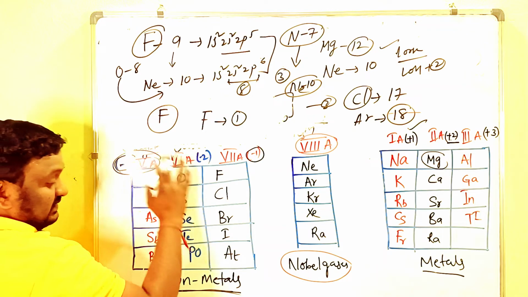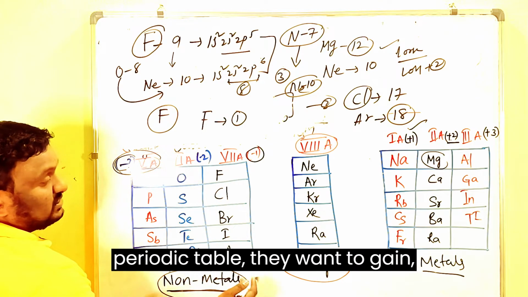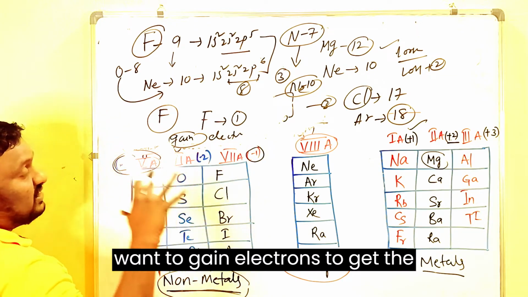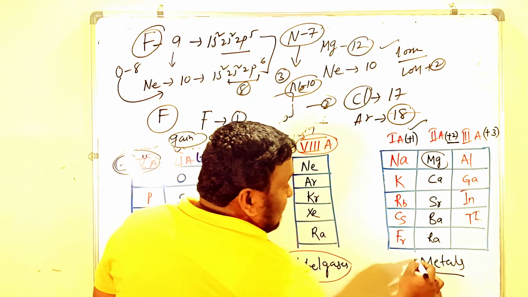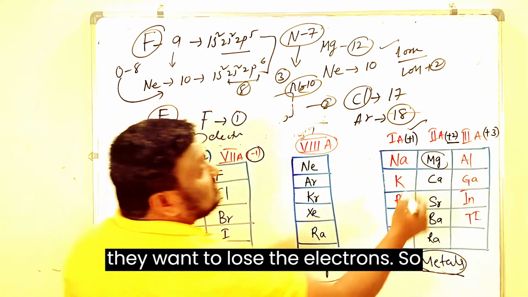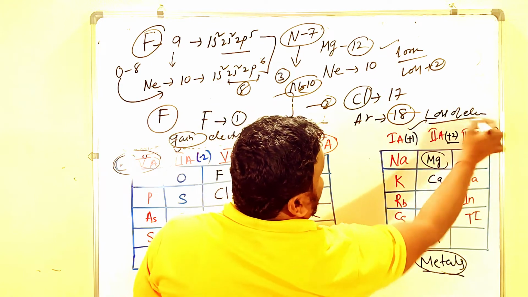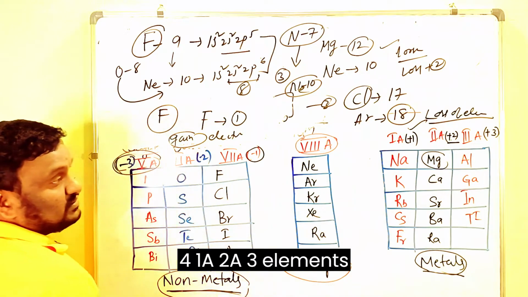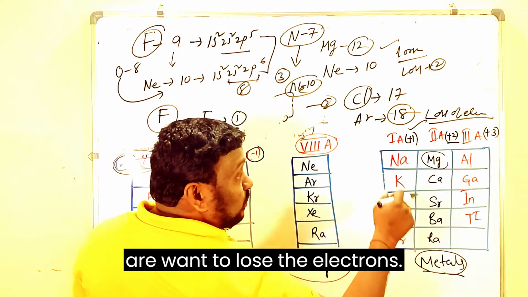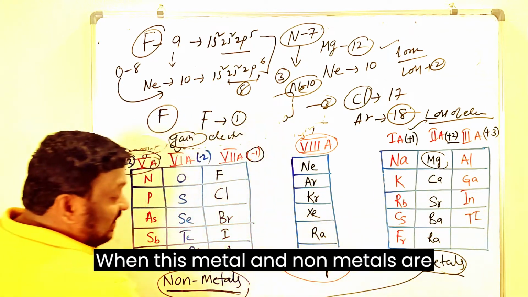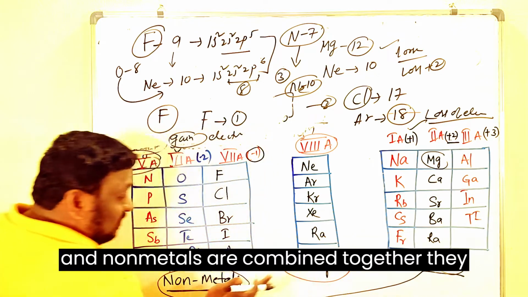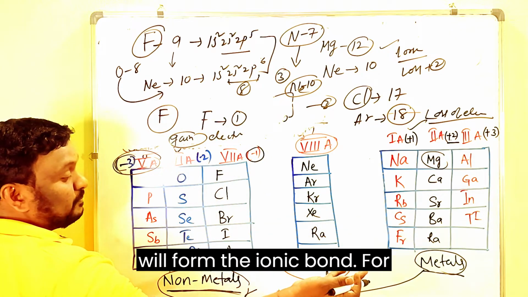That means the non-metals in the periodic table want to gain electrons to get the octet configuration. And the metals in the periodic table want to lose electrons. So loss of electrons applies to 1A, 2A, 3A elements. That's why non-metals want to gain electrons and metals want to lose electrons. When metals and non-metals combine together, they will form the ionic bond.